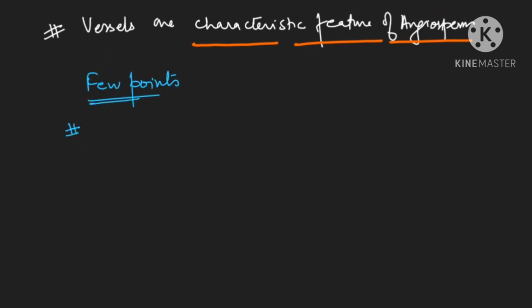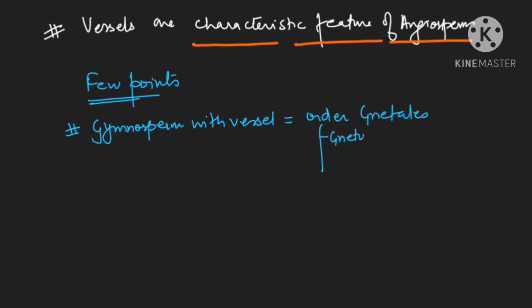See here, a few gymnosperms also possess vessels. These are exceptions, okay? Gymnosperms with vessels, and examples are the order Gnetales, which includes Gnetum, Ephedra, and Welwitschia. Is it clear?